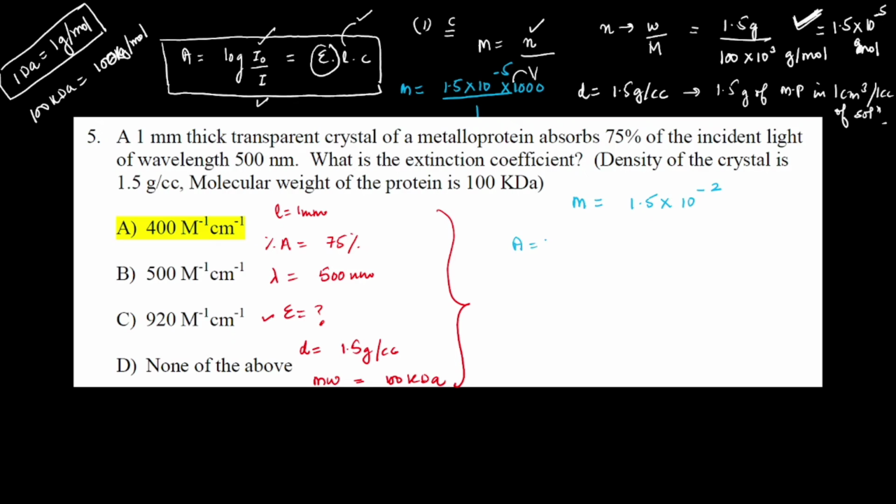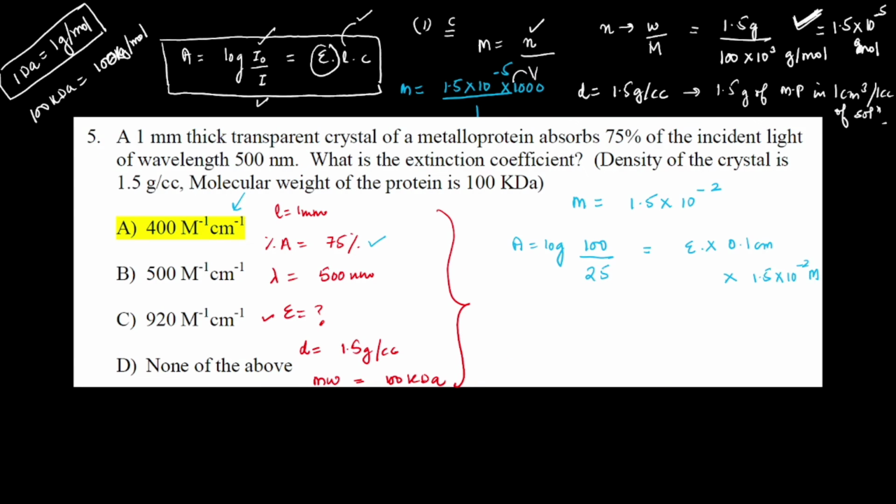Absorption equals log I naught. Let's take I naught as 100 because the given value is in percentage. 100 divided by percentage transmittance. If percentage absorption is 75% and initial value is 100, so definitely the percentage transmittance would be 25%, right? Is equal to epsilon into length. The length of the system is 1 millimeter, but in the options it is given in centimeters, so we convert 1 millimeter into 0.1 centimeter, into molarity, which is 1.5 into 10 to the power minus 2 molar.